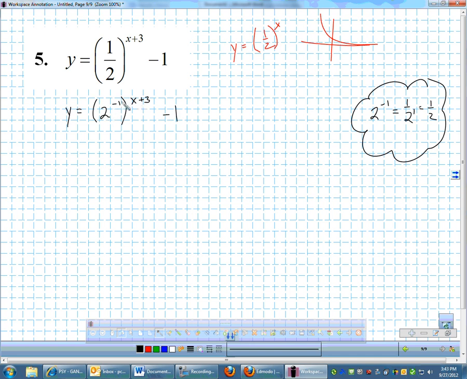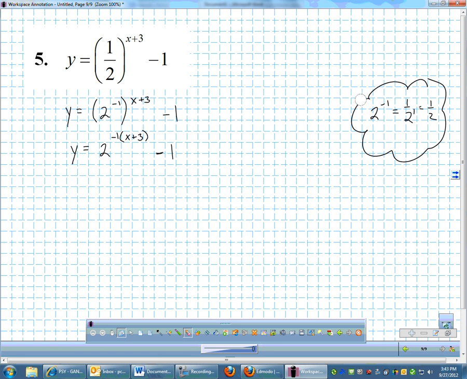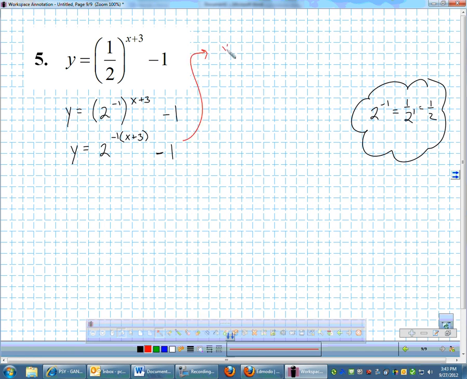And then if you have a power to a power, you multiply the exponent. So I'm going to change my function to 2 to the negative x plus 3. I'm not going to distribute the negative. Let's say negative 1 times x plus 3, all minus 1. And the reason I like seeing that is because by using that little rule that 2 to the negative 1 is 1 half, I've turned my parent function, instead of 1 half to the x, into 2 to some power. And 2 to some power is a lot easier for me to figure out.